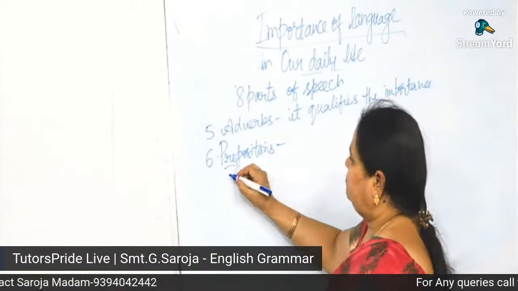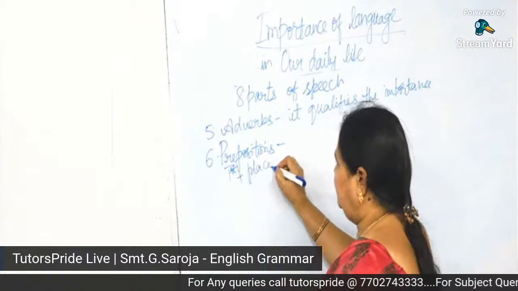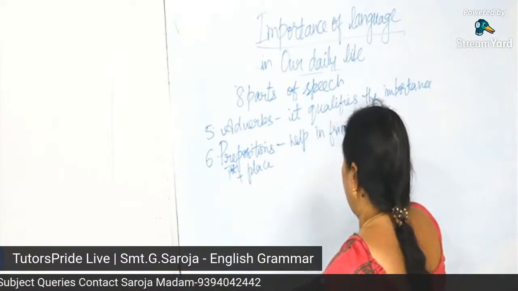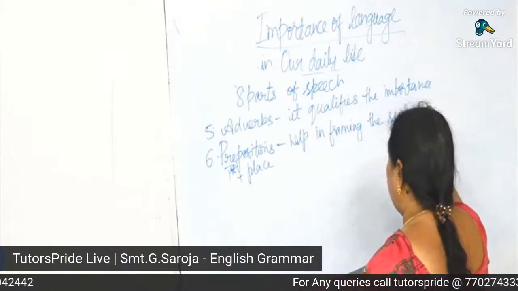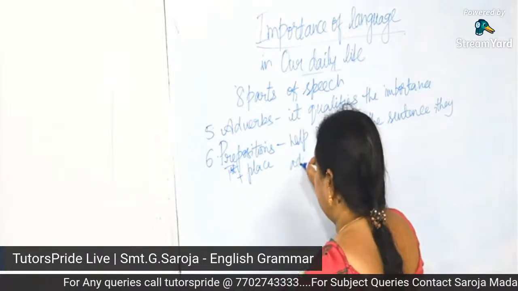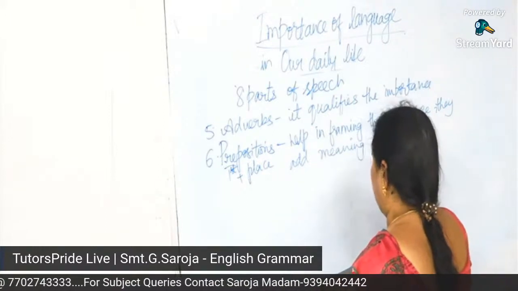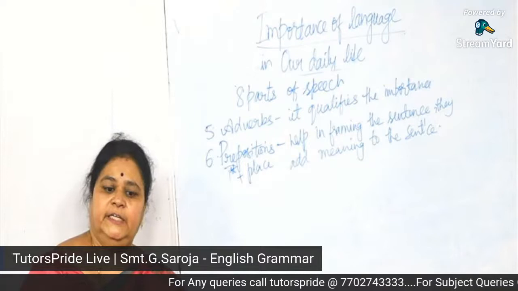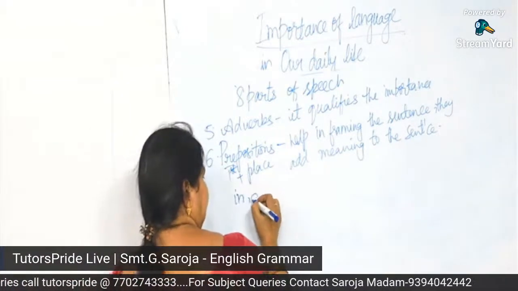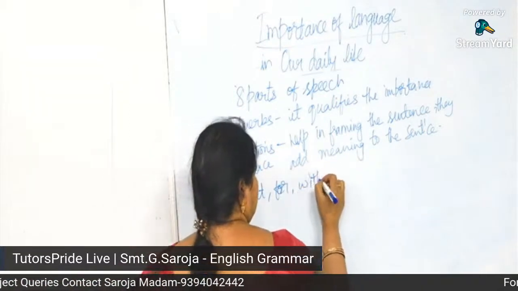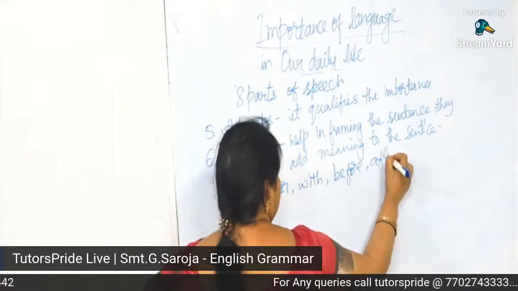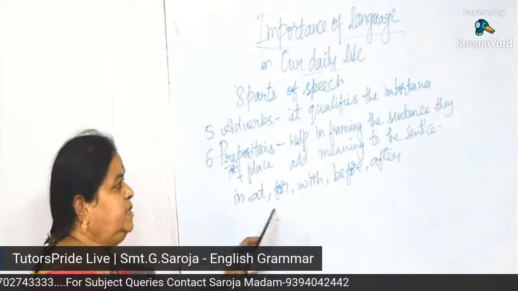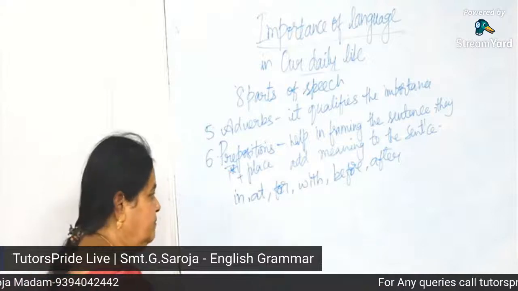Prepositions: pre means first, position means place. First place words, they help in framing the sentence, as well as they add meaning to the sentence. Now preposition words are many compared to all other grammar sections. For example, in, at, for, with, before, after, like that. These are the words which are used more and more in sentences. Without that, we cannot frame a good meaning to the sentence.